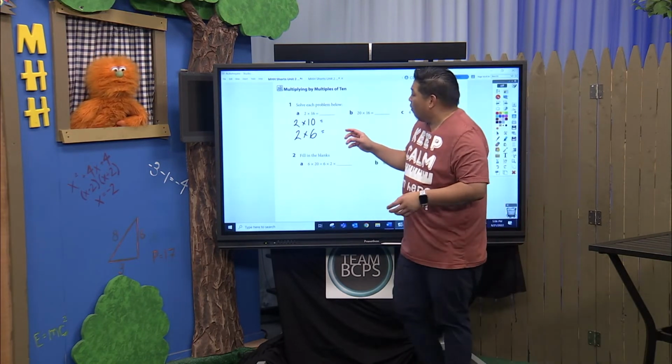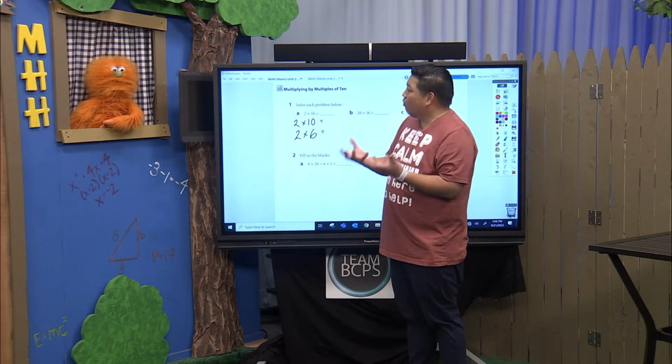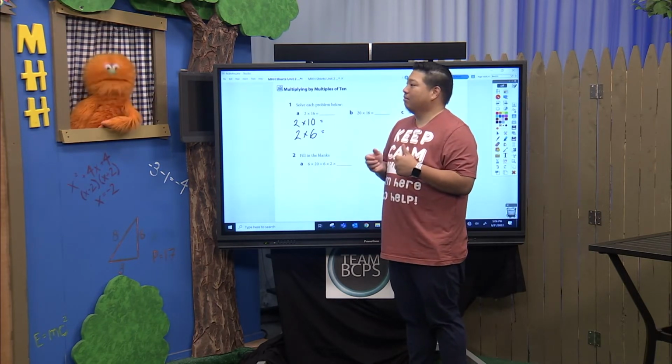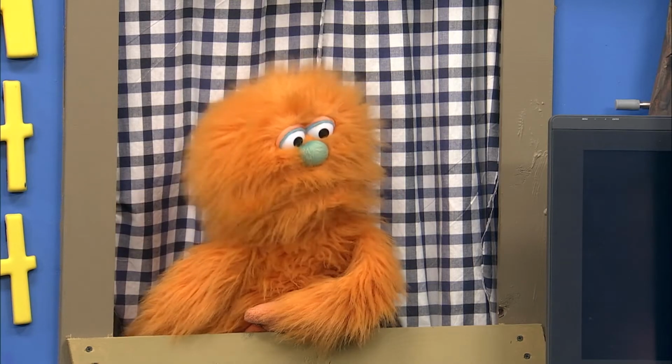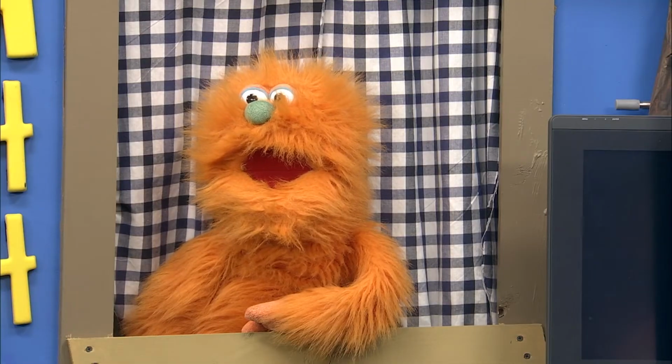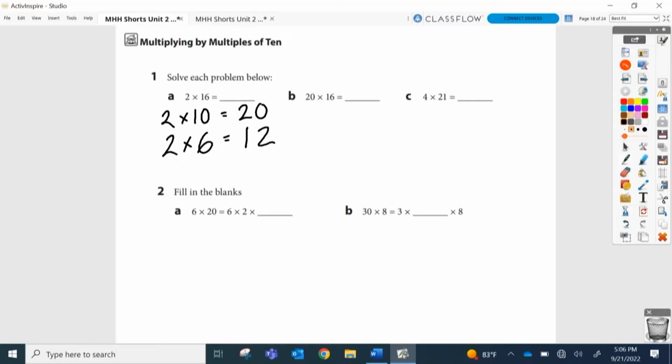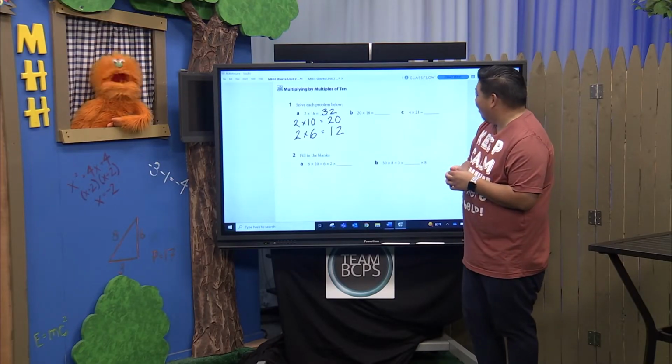We've been practicing with our 10s, so you should be able to do this really quickly. 2 times 10 is 20. That's pretty fast, right? All right, and then we have 2 times 6, which is our basic fact. 2 times 6 is 12. So now we have 2 partial products of 20 and 12. If we add them together, we get our whole product of 32. It's kind of like a magic trick when you think about it. Math magic.